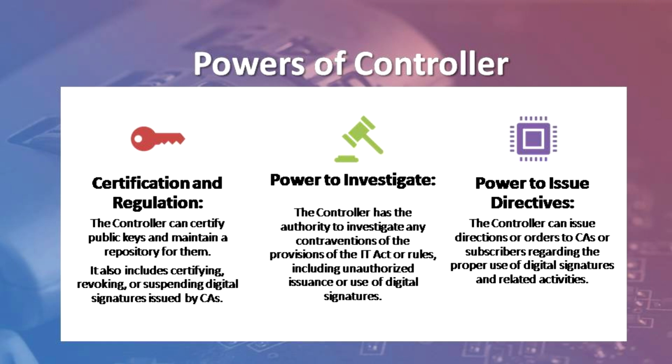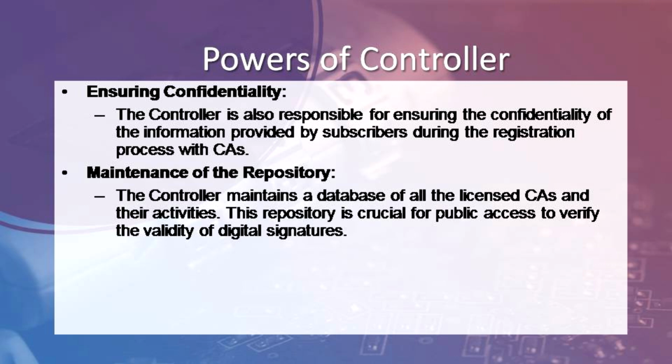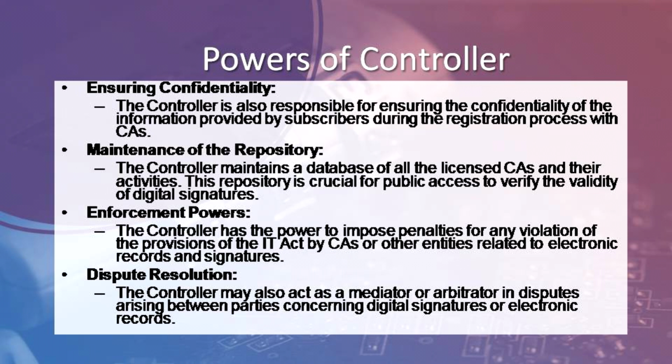Another thing the controller does is ensure the confidentiality of the information provided by subscribers during the registration process with the CA. The controller maintains a database of all the licensed CAs and their activities. This repository is crucial for public access and to verify the validity of digital signatures. The controller has the power to impose penalties for any violation of the provisions of the IT Act by the certifying authorities or other entities related to electronic records and signatures, and may also act as a mediator or arbitrator in disputes arising between parties concerning digital signatures or electronic records. So that means it has arbitration, penalizing, and record-keeping roles and powers.